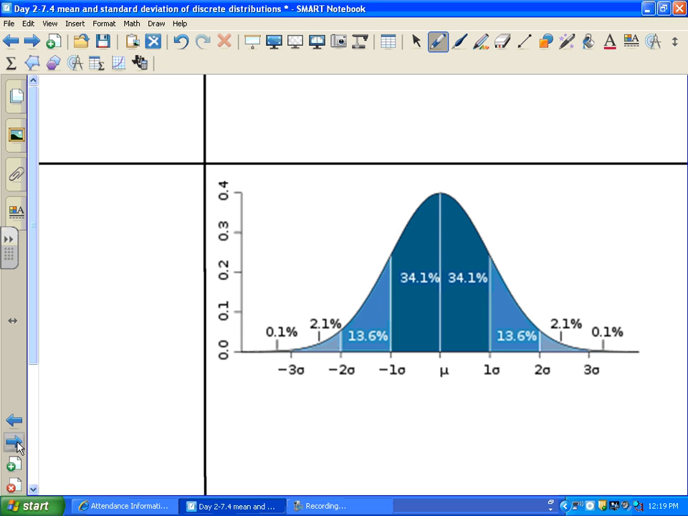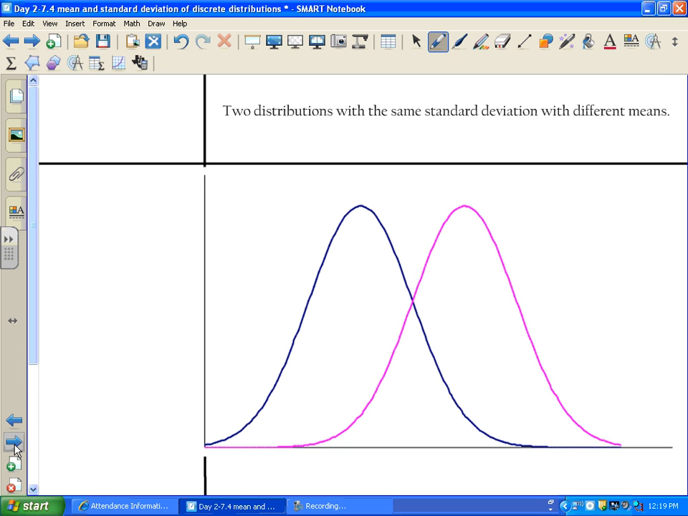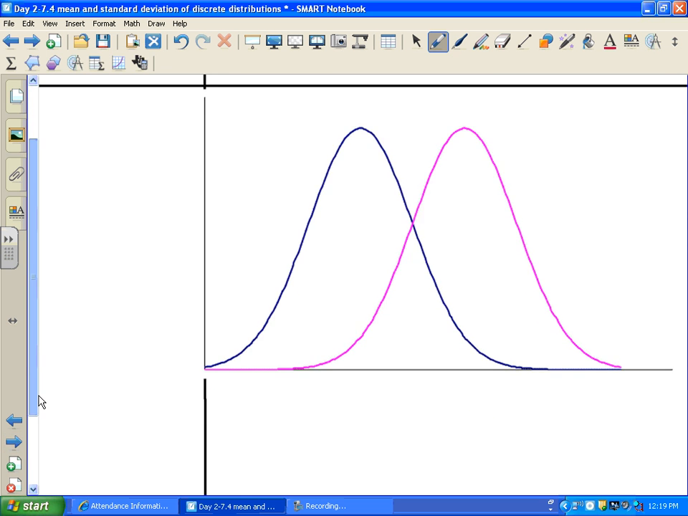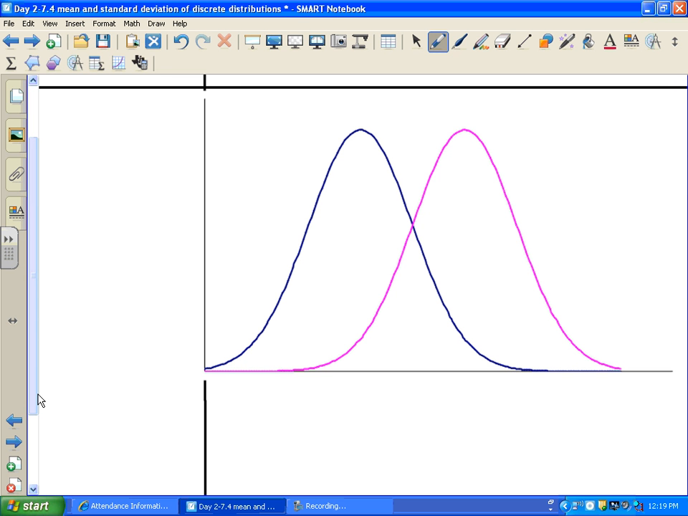Okay? A couple examples real quick. It should make sense to you. These are two normal distributions. In this case, they have the same standard deviation. They have different means. Does that make sense to you? They have the same variability, same standard deviation, different means. The mean is always at the center. So this one's mean is here, and this one's mean is there.